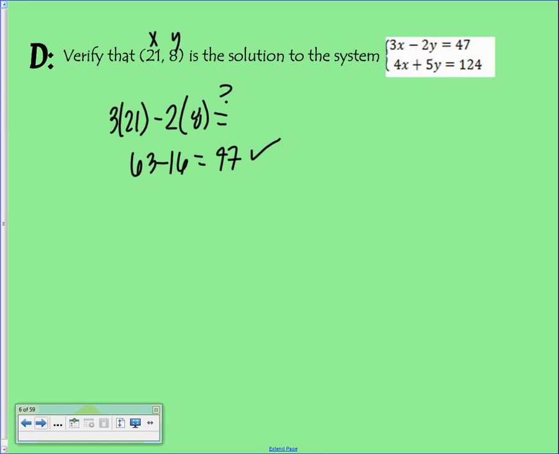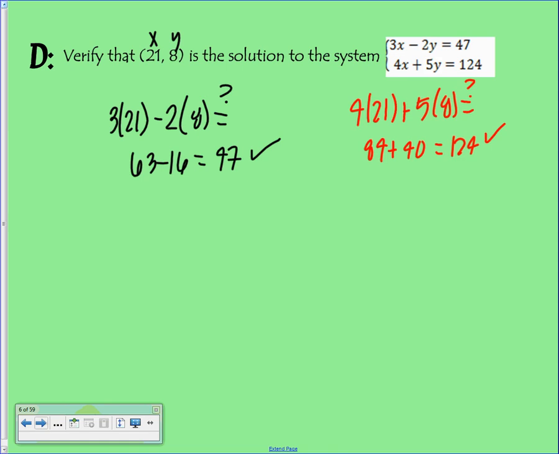Okay, so now what I want to do is check it in that second equation. So I'm going to go 4 times 21 plus 5 times 8 and see what that equals. So that's going to give me 84 plus 40, which is 124, which is what I'm looking for. So I've now verified that it equals what they're supposed to equal, and life is great.